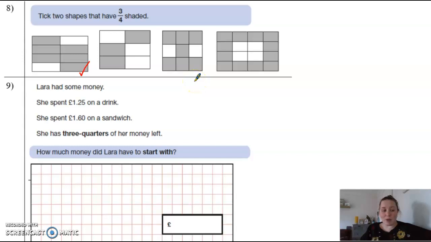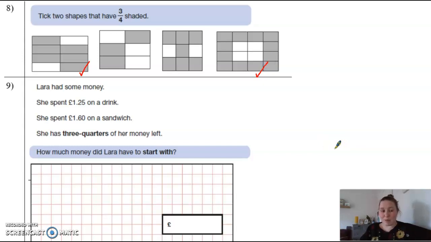I could check it by putting them under the same denominators. So I could use a common denominator of 36. 3/4 as a fraction of 36 would be 27 out of 36, and 7/9, which I've got here, out of 36 would be 28, so it's not the same. This one's got 16 pieces and 12 are shaded. 12/16 is equivalent to 3/4 because you times both by 4, so that's the one that I'm going to tick.